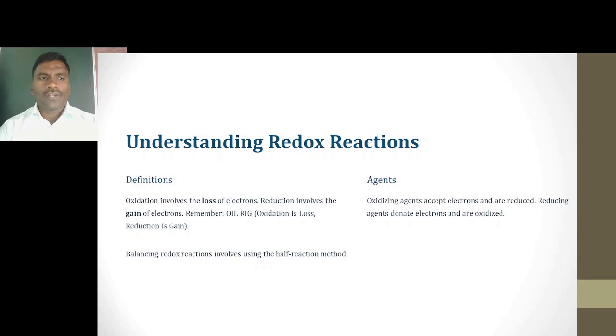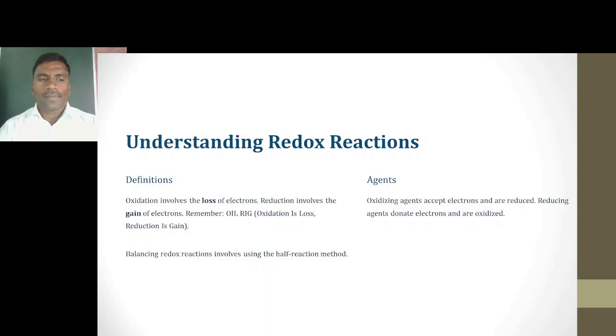But first of all, what is meant by a redox reaction, or understanding the redox reaction? A redox reaction is a combination of two reactions that occur simultaneously. By definition, oxidation involves the loss of electrons and reduction is a gain of electrons. These oxidation and reduction reactions occur simultaneously.